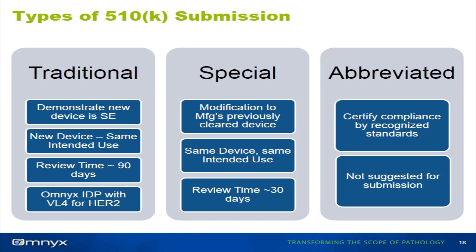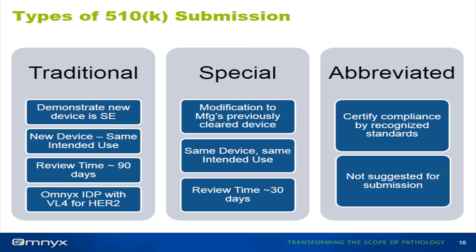So there are 3 different types of 510Ks. You have the traditional 510K, where you must demonstrate a new device is substantially equivalent to a commercially marketed device. This represents a new device with the same intended use, where the review time is approximately 90 days. And as I mentioned previously, Omnyx submitted a traditional 510K for the Omnyx IDP with the VL4 scanner and HER2.